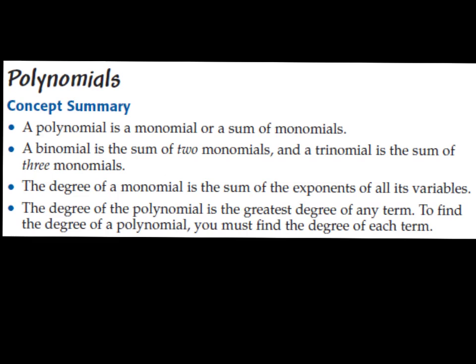In summary, a polynomial is a monomial or a sum of monomials. A binomial is the sum of 2 monomials, and a trinomial is the sum of 3 monomials. The degree of a monomial is the sum of the exponents of all of its variables. The degree of a polynomial is the greatest degree of any term. To find the degree of a polynomial, you must find the degree of each term.